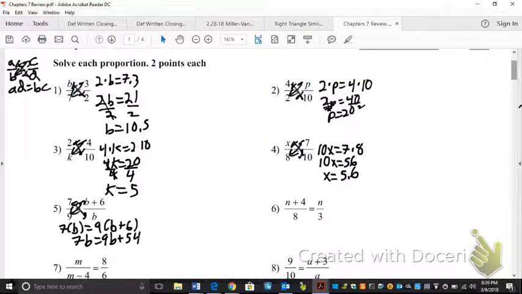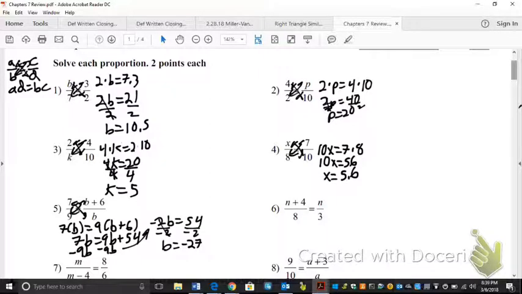I'm going to subtract 9B from both sides. This is going to give us negative 2B equals 54. Divide both sides by negative 2. And we're going to get B equals negative 27.